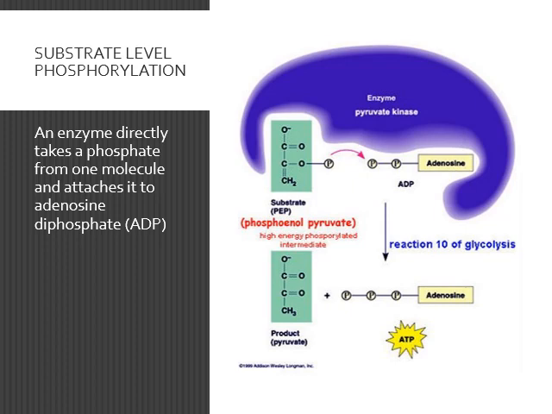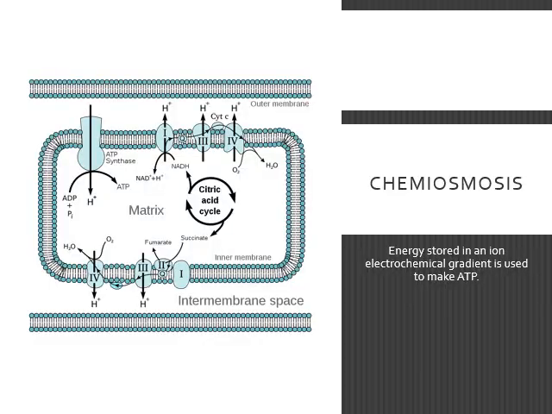So that's the easier one. Substrate level phosphorylation requires an enzyme to build ATP. The other mechanism for producing ATP is called chemiosmosis. Chemiosmosis is where you're going to use the energy stored in an electrochemical gradient to make ATP.